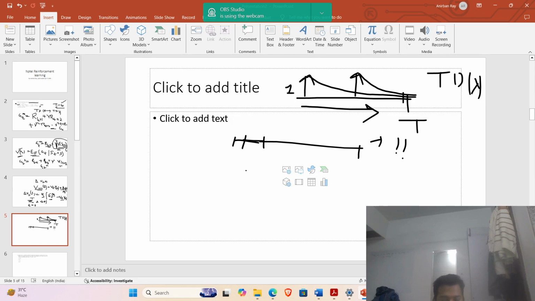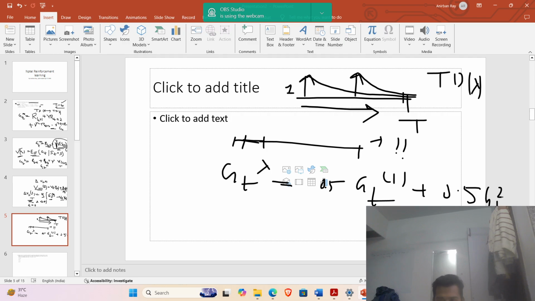The point is that this G_t lambda we define as a combination where the coefficients sum to 1. You are taking an average of all the n-step returns up to that point to calculate the future return at lambda. So this is our point here.